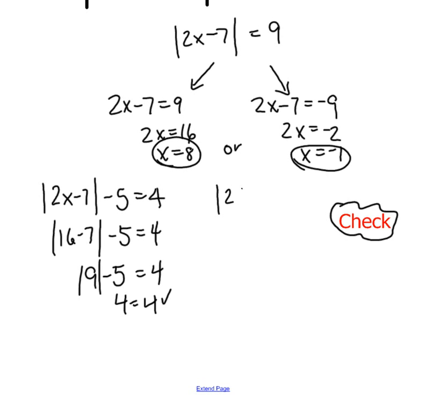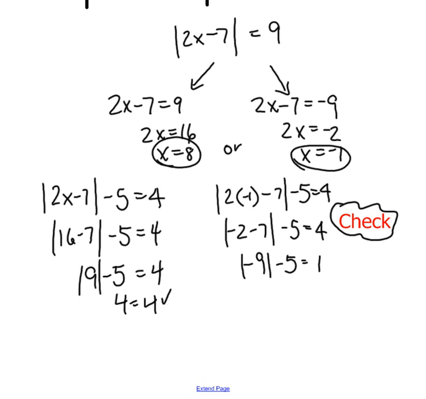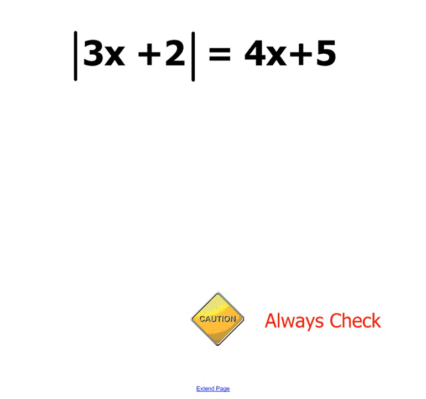All right, so 2 times negative 1 minus 7 minus 5 equals 4. 2 times negative 1 is negative 2, minus 7, minus 5 equals 4. Negative 9, absolute value 9, minus 5 equals 4. Check. Okay? All right, so let's look at example 5. This says two cases with one solution. So I do have my variable isolated, so I can go ahead and set it up using my two cases.